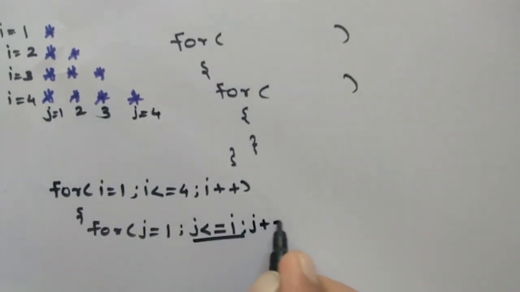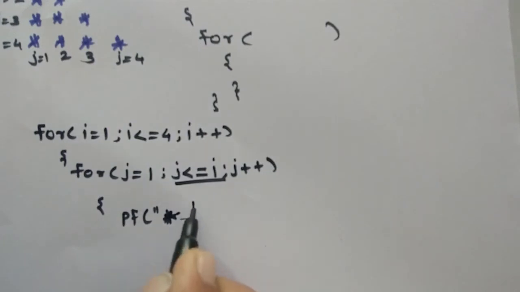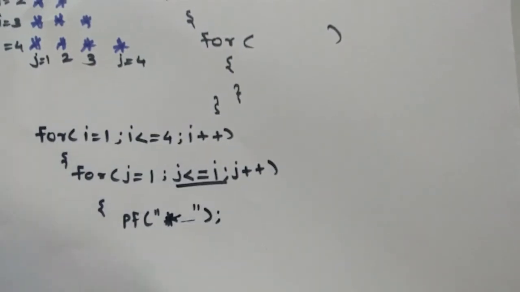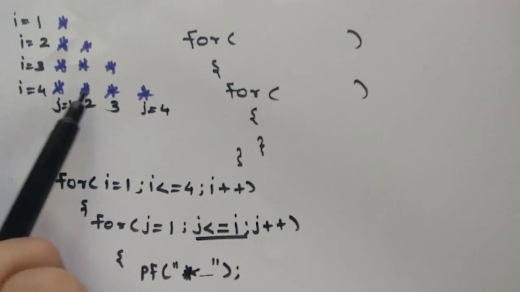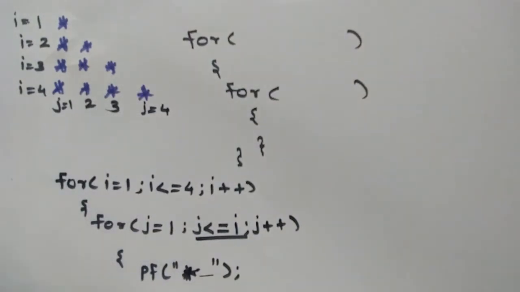Then after this, j plus plus. And in that, we need to write printf star. Here we will write the star and give some space here, then double quote and the semicolon. Why space? Because after one star we want some space, so I am giving just a space.